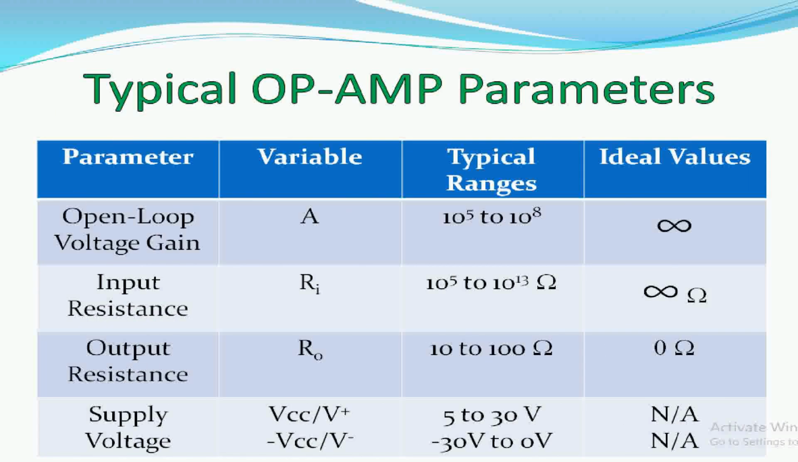Typical op amp parameters. This is your open loop gain, indicated with capital A. The open loop gain is 10 power 5 to 10 power 8. Ideal values are infinite. The major advantage of the op amp is that it has high gain. Input resistance is 10 power 5 to 10 power 13 and output resistance is 10 to 100 ohms. Its input resistance is greater compared to its output resistance. For supply, we require plus VCC of 5 to 30 volts, and minus VCC is minus 30 to 0 volts.